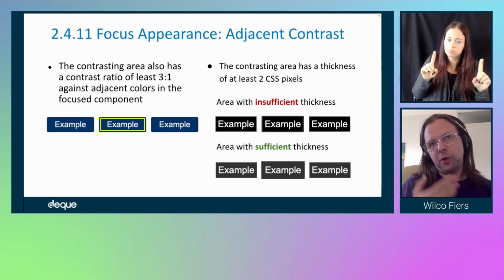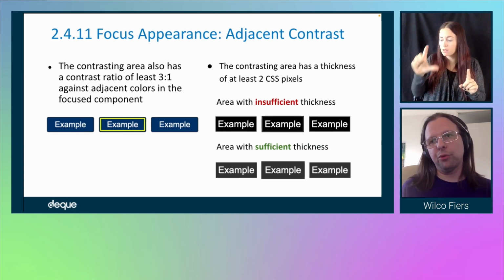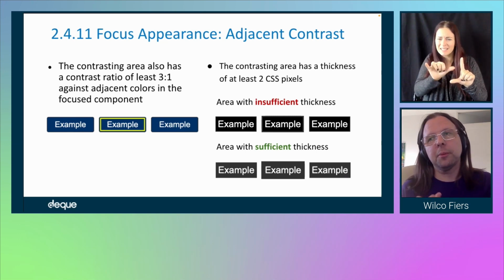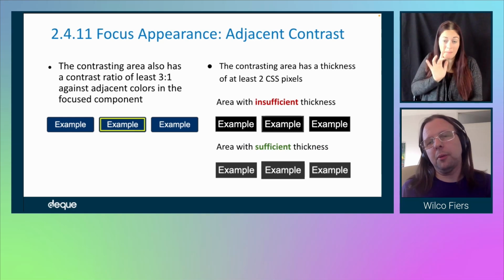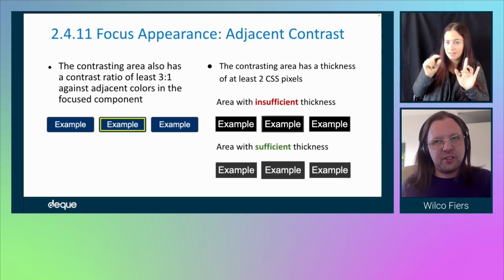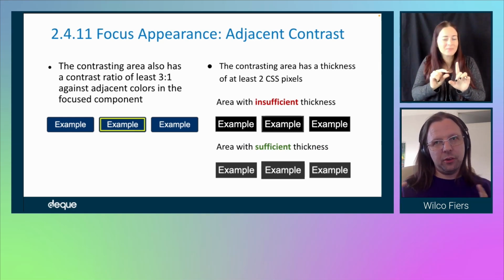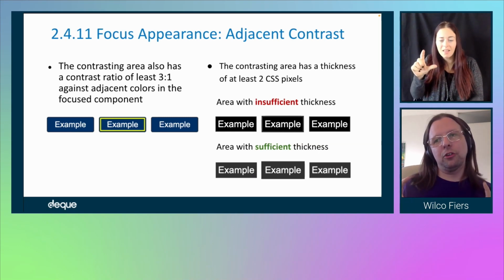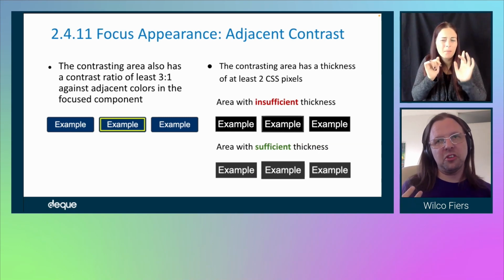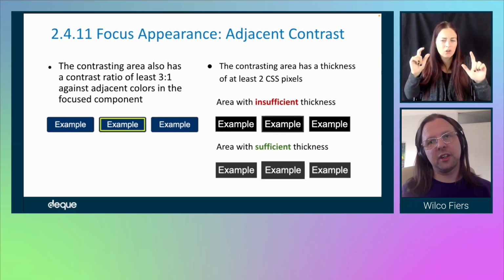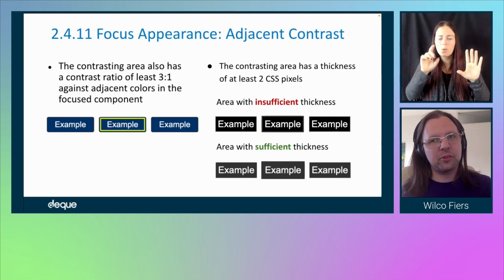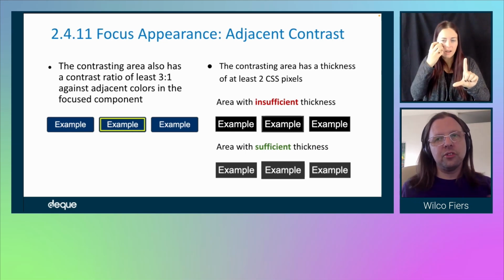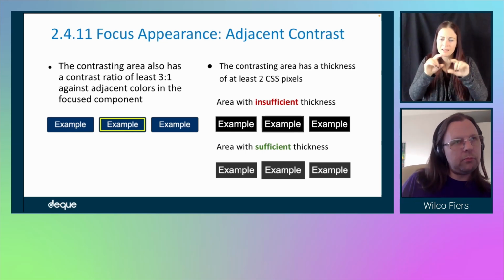But if you have an outline that is the same color or a very similar color to the button, you can imagine a black button with a black focus indicator. If that's a 1 pixel focus indicator, it gives the appearance that the button is just slightly larger than it was before, which is hard to detect. So you need to have a focus indicator that's at least 2 CSS pixels thick to give enough of a size difference to be noticeable.